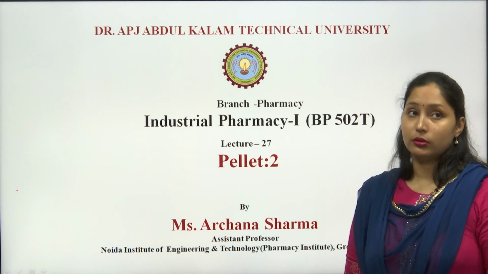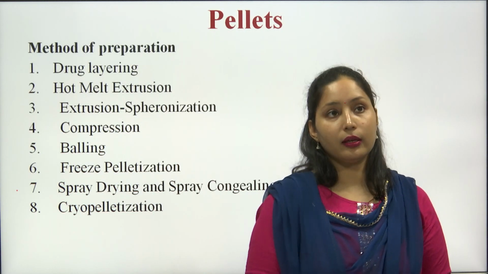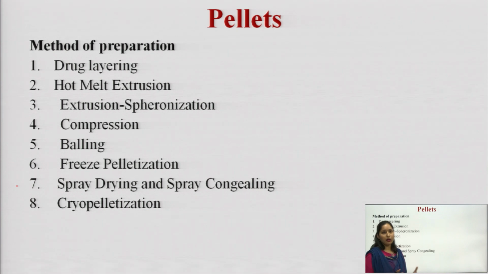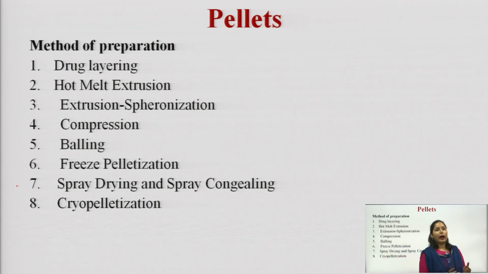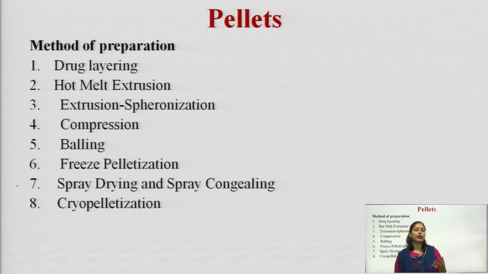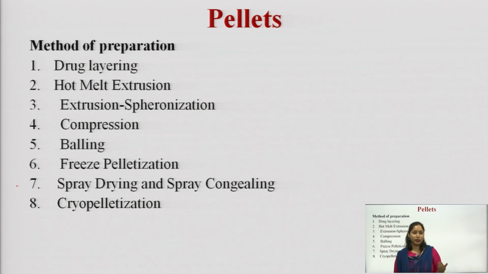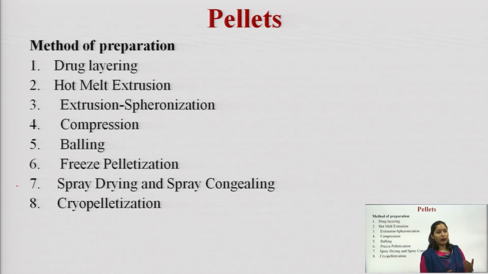So, in the previous lecture we have already discussed the pellet process. What are pellets? Pellets are small, fine, spherical powders or granules, generally in the size range of 500 to 1500 micrometers. Due to their small size, they are used for various purposes, such as delivery of injections. They can also be used for oral delivery systems.